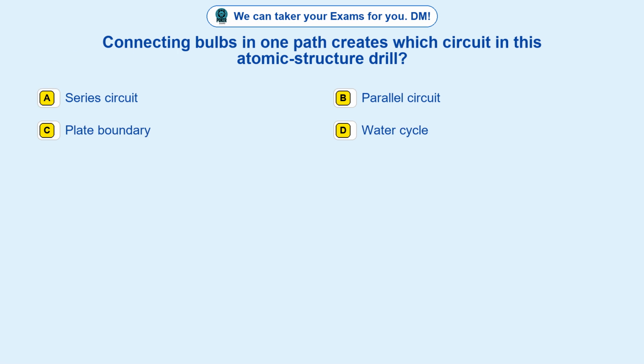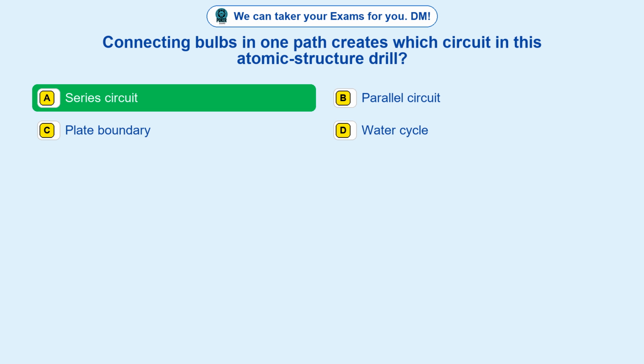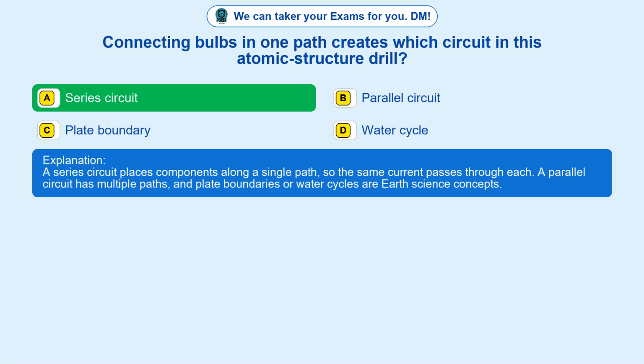Question 73. Connecting bulbs in one path creates which circuit in this atomic structure drill? Option A, series circuit. Option B, parallel circuit. Option C, plate boundary. Option D, water cycle. The correct answer is option A, series circuit. A series circuit places components along a single path, so the same current passes through each. A parallel circuit has multiple paths, and plate boundaries or water cycles are earth science concepts.